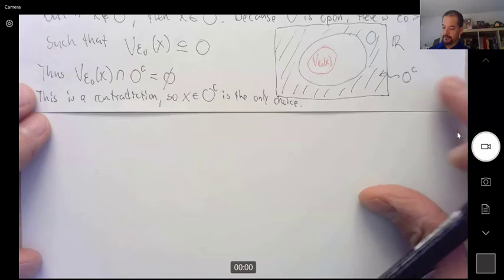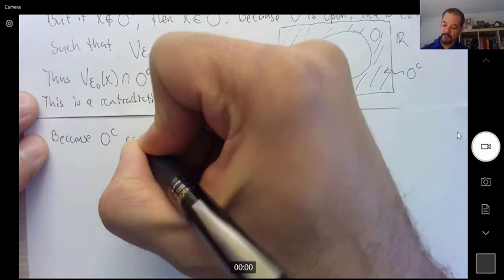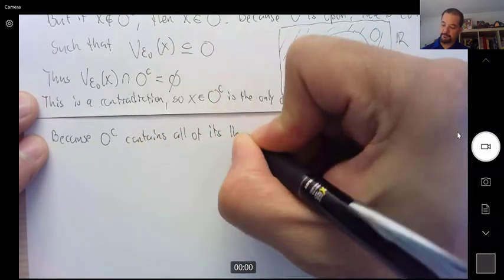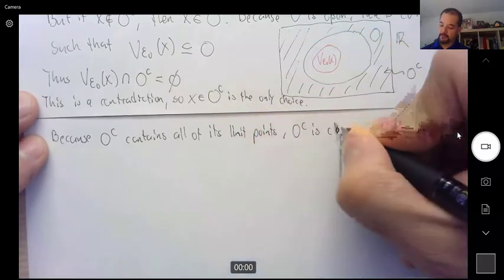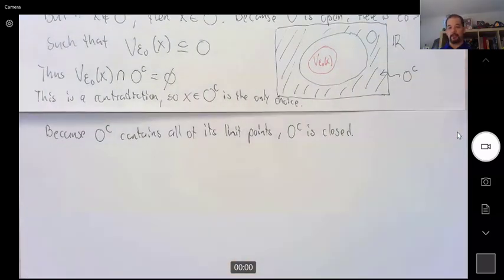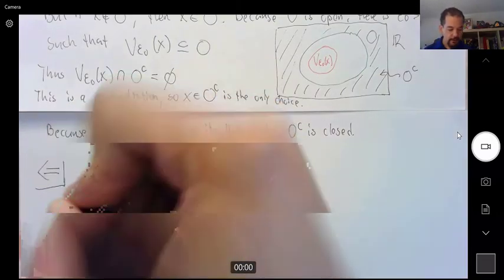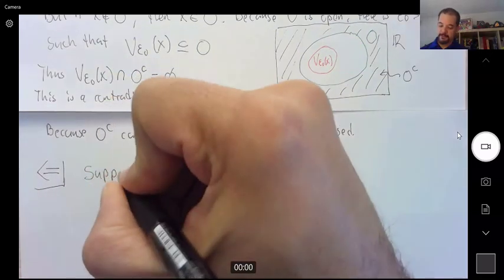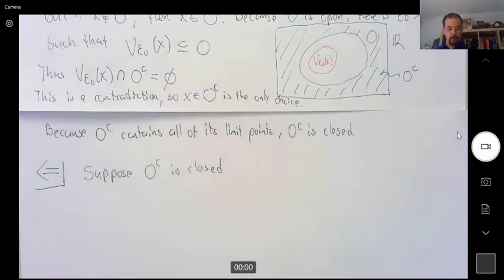I write a sentence. Because O complement contains all of its limit points, O complement is closed. All right. Good. So that's the end of the proof going this way. Now let's go backwards. So now we're going to assume O complement is closed. Suppose O complement is closed, and I need to show that O is open.